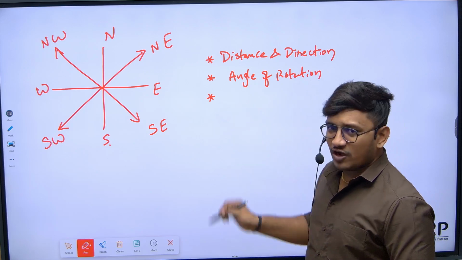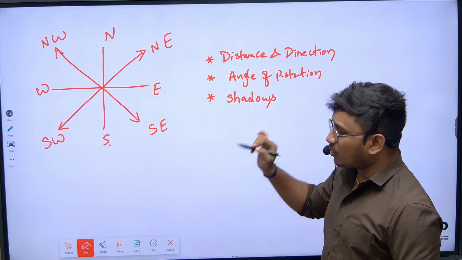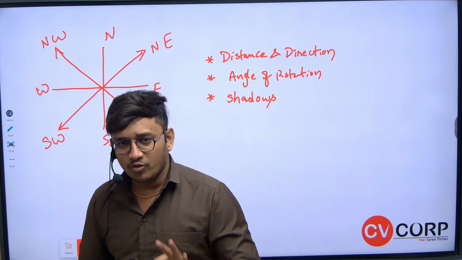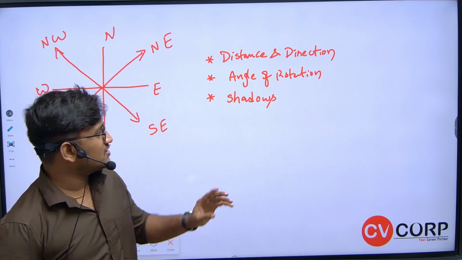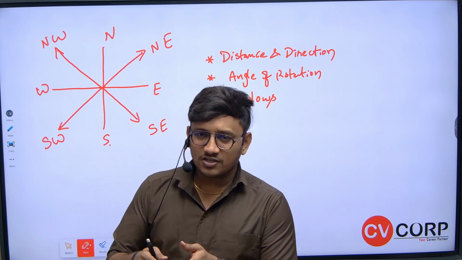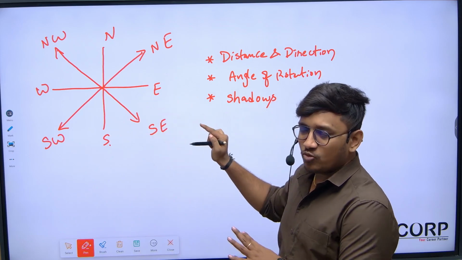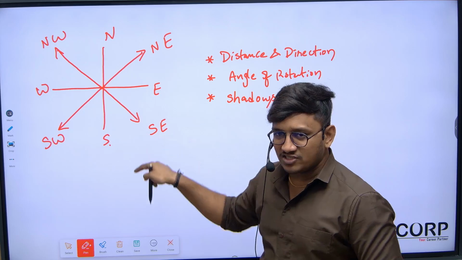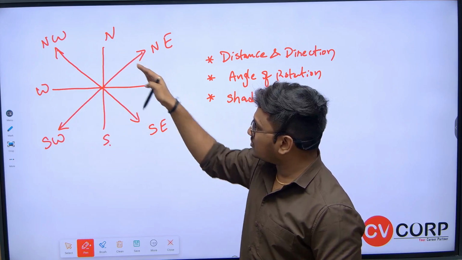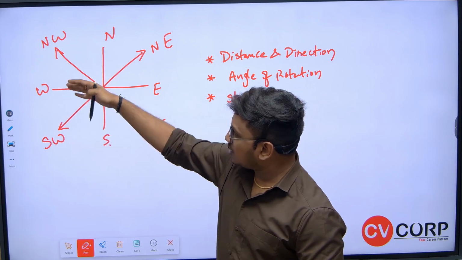Now what about the third one? Problems based on shadows. These 3 types are very important and the most frequently asked questions in the TCS NQT exam. We'll discuss the questions asked in the last TCS NQT exams. I hope you are clear about these points. Remember these 8 directions: north, south, east, west. The direction in between north and east is northeast, south and east southeast, south and west southwest, and north and west northwest.